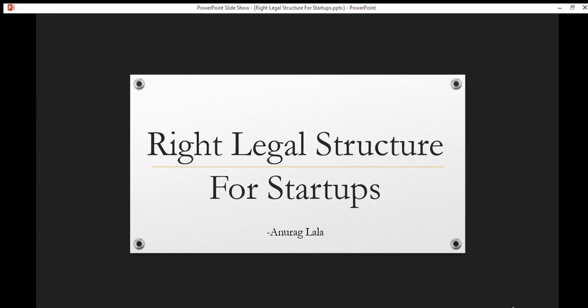Welcome to this session where we are going to talk about the right legal structure for startups. It is very important for every startup to follow the law of the land and also to know something about the legal structure and some legalities as well.